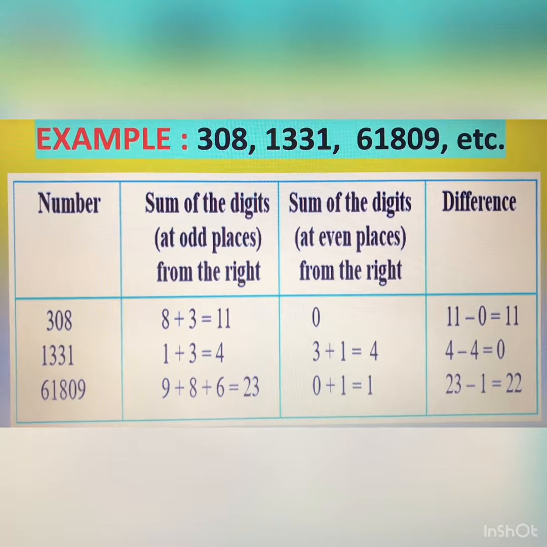Now 61,908. Counting here 1, 2, 3, 4, 5. So 1, 3 and 5, these are the odd place digits. The first place digit is 8, the third place digit is 9, and the fifth place digit is 6. So 6 plus 9 plus 8, how much? This is 23. And the even place digits are only 0 and 1. So 0 plus 1 is 1. Now the difference, 23 minus 1, what do you get? 22. And 22, you can check whether it is divisible by 11 or not. Yes, it is divisible by 11. So therefore the whole number, that is 61,908, is also divisible by 11.